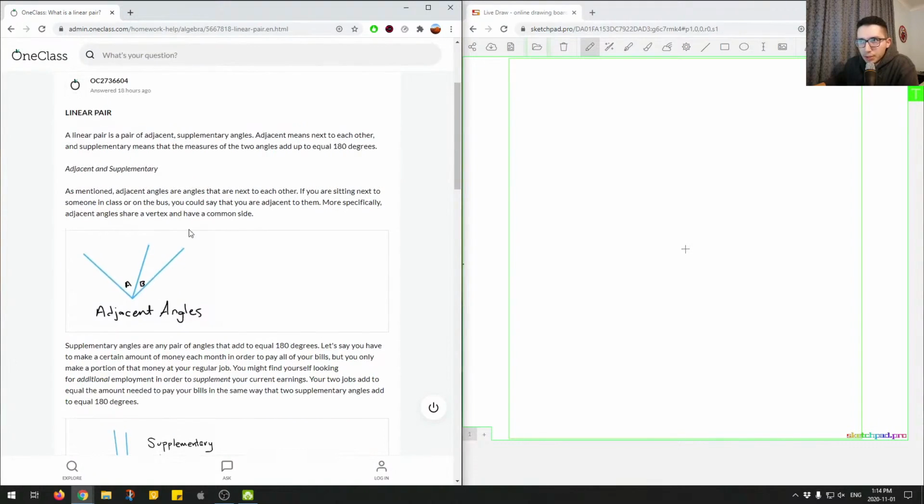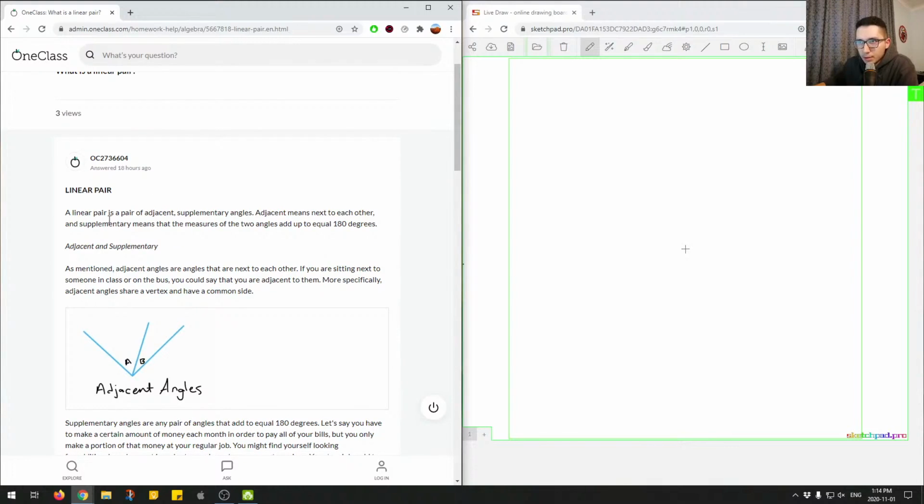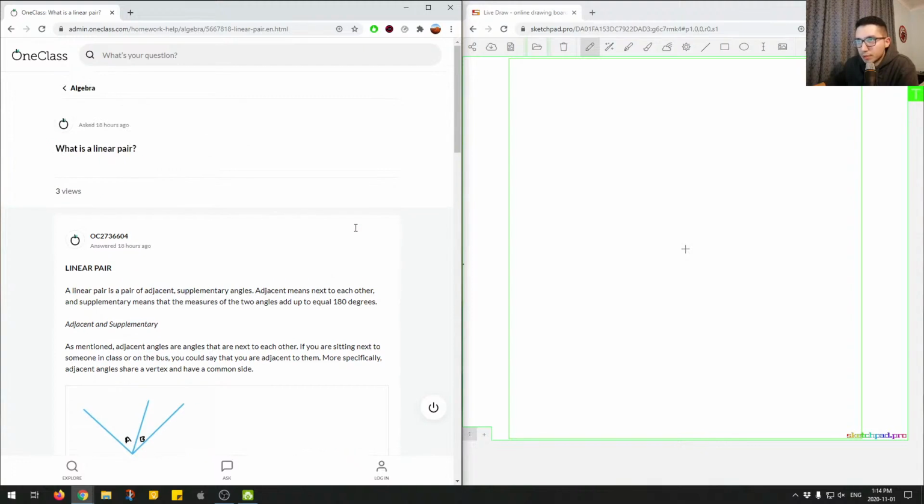But we'll go through what the junior tutor explained here, because the rest of these angle combinations are also important to understand. Here, a linear pair is a pair of adjacent supplementary angles. Adjacent means next to each other, and supplementary means that the measures of the two angles add up to 180 degrees. Let's number this as question number 1. We're saying there's going to be two angles, angle A plus angle B, and this will give us 180 degrees based on the definition.